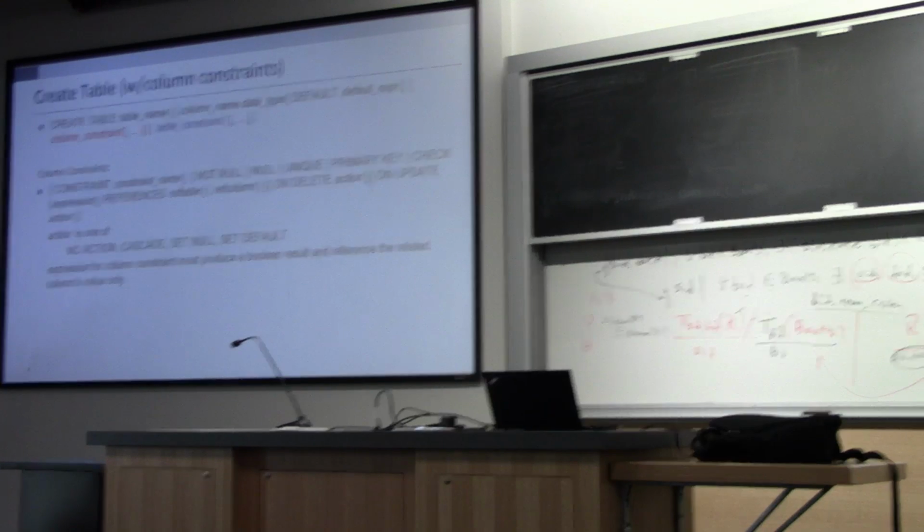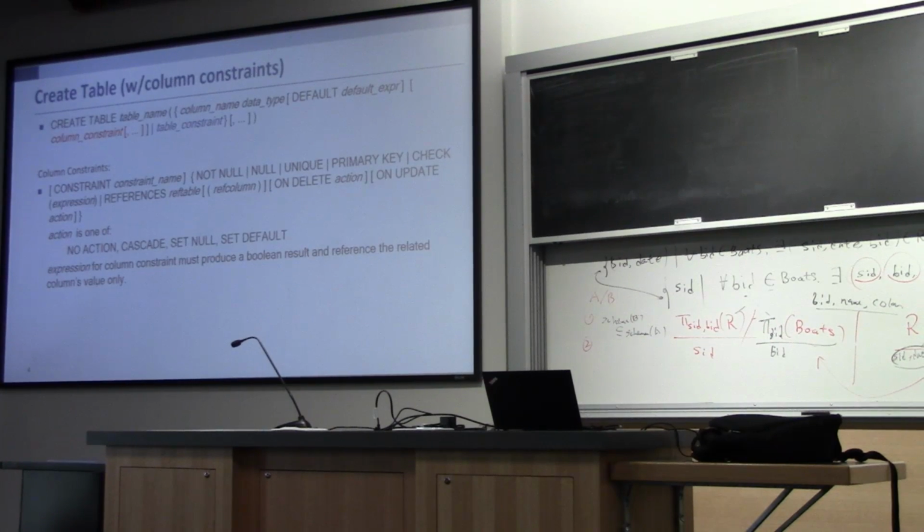You can also use a more advanced operation called check, followed by a Boolean expression. For example, a student in my university must be at least 18 years old. How do you do that? After the age column, you say check, followed by a Boolean expression, which is age greater than or equal to 18.